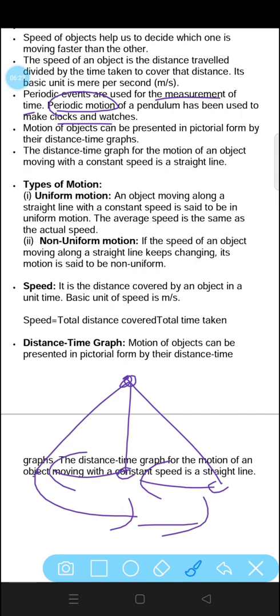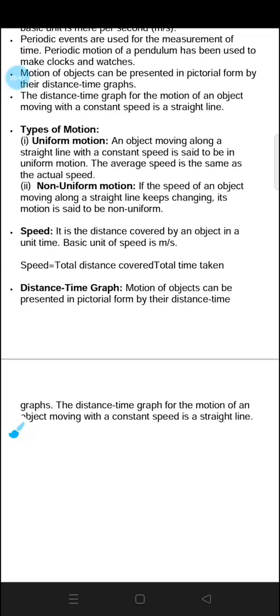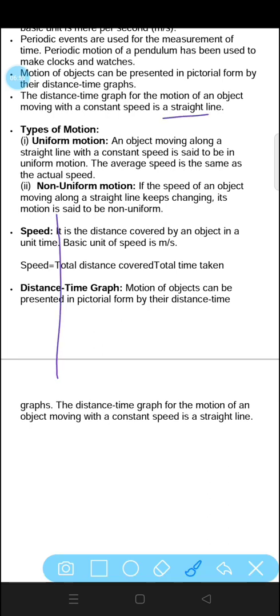Motion of objects can be represented in pictorial form by the distance time graph. We can represent the motion of an object with the help of a distance time graph. Here we can write the distance and here we can denote the time. This is called distance time graph. The distance time graph for the motion of an object moving with a constant speed is a straight line. If the object is moving with constant speed, then we can show its graph like this. The object is moving at a constant speed with uniform motion.